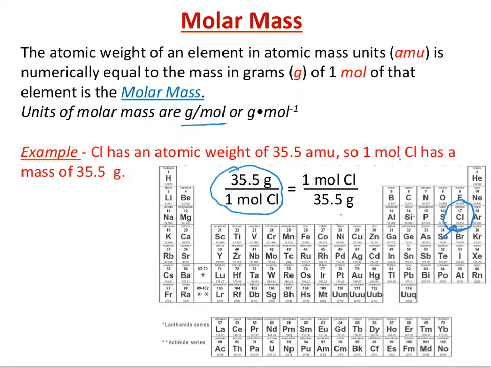So again, we understand that chlorine has an atomic weight of 35.5 atomic mass units, but it has 35.5 grams in 1 mole of chlorine. Well, we could also write it slightly differently, where 1 mole of chlorine has 35.5 grams. And we're going to see that these two conversion units are important when we look at dimensional analysis.